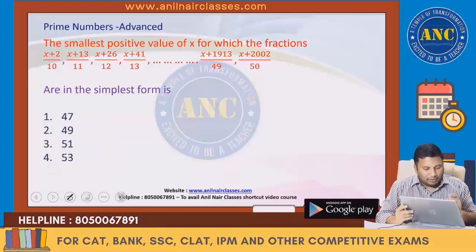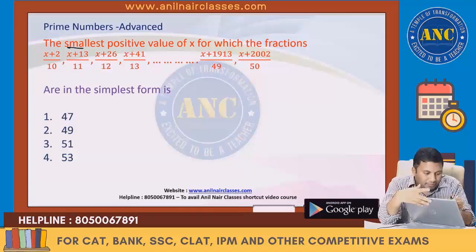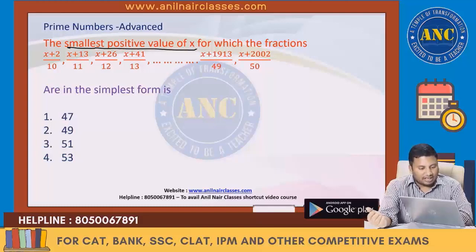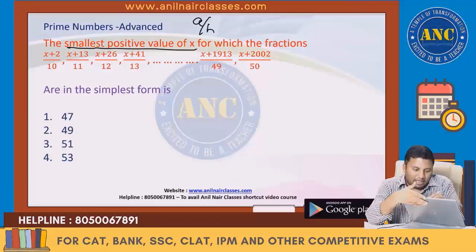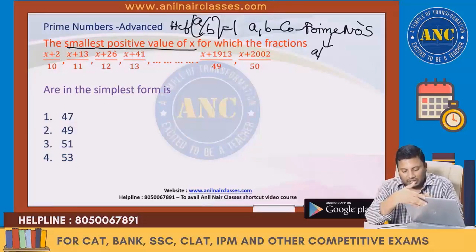Smallest positive value of x for which the fractions are in the simplest form. What is the smallest value x will take for which the fractions are in its simplest form? If a by b is a fraction, if HCF of a and b is 1, or in other words, a and b are co-prime to each other, then the fraction is said to be in its simplest form.